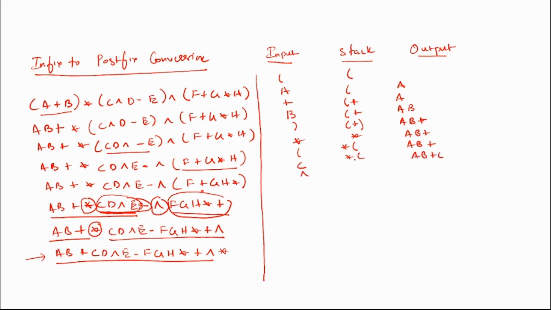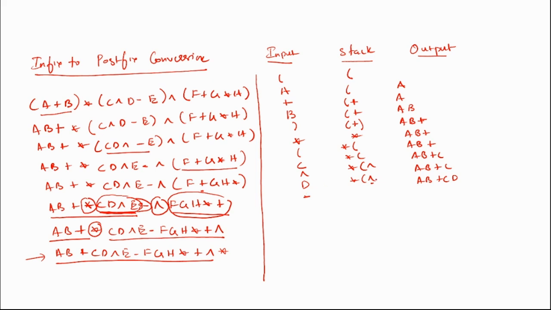Then comes exponential, right? So I'll say exponential, A, B plus C. I will push exponential after the parenthesis, correct? Then I will say here D. Then I will write it as it is, A, B plus C, D. Then minus. Now what? Now the incoming operator is minus and the operator in the stack is exponential.